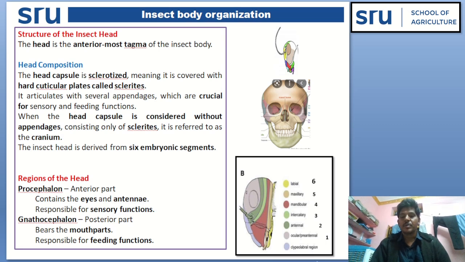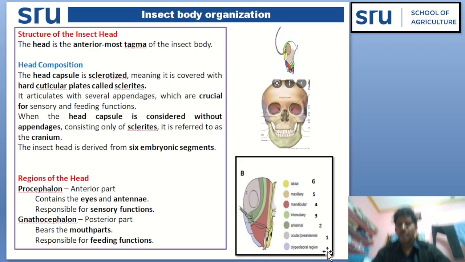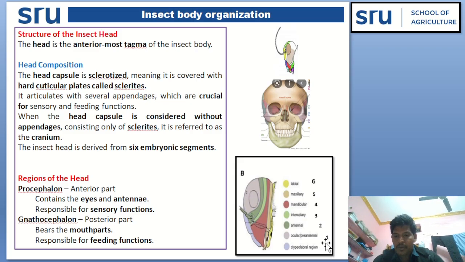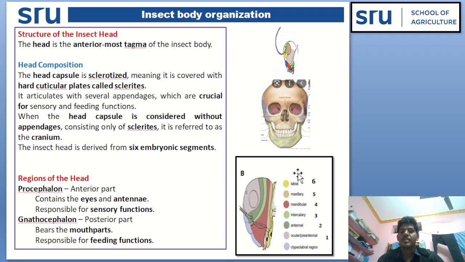See here the 6 segments of the insect head. Ocular segment, antennal segment, intercalary segment, mandibular segment, maxillary segment, and labial segment. So totally 6 segments are there in the insect head: ocular, antennal, intercalary, mandibular, and then maxillary and labial segments.